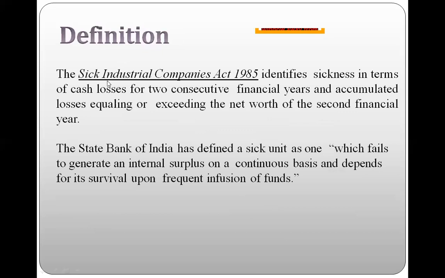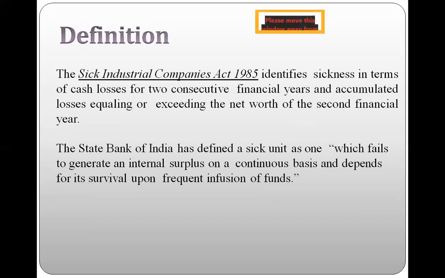Next, as per the Sick Industrial Companies Act 1985, sick units are identified in terms of cash losses for 2 consecutive financial years and accumulated losses equal to or exceeding the net worth for the second financial year also. In the last financial year also there were losses, and the same is going to happen in the preceding second financial year.